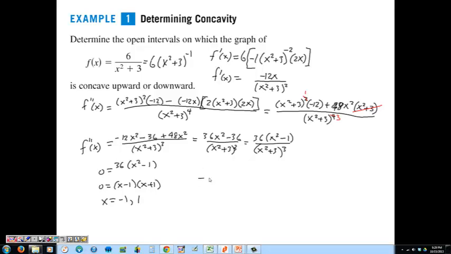So now I'm going to make my little table here. I get my first point of inflection is negative 1. My second one is at positive 1. Those are my points of inflection.